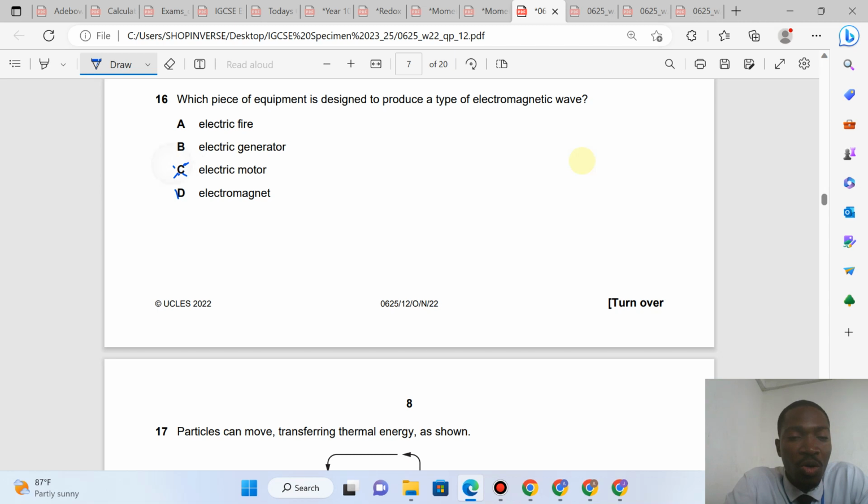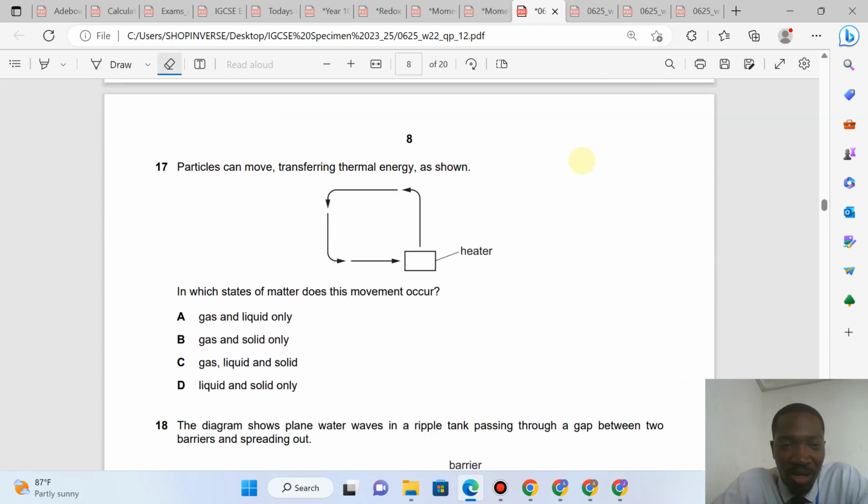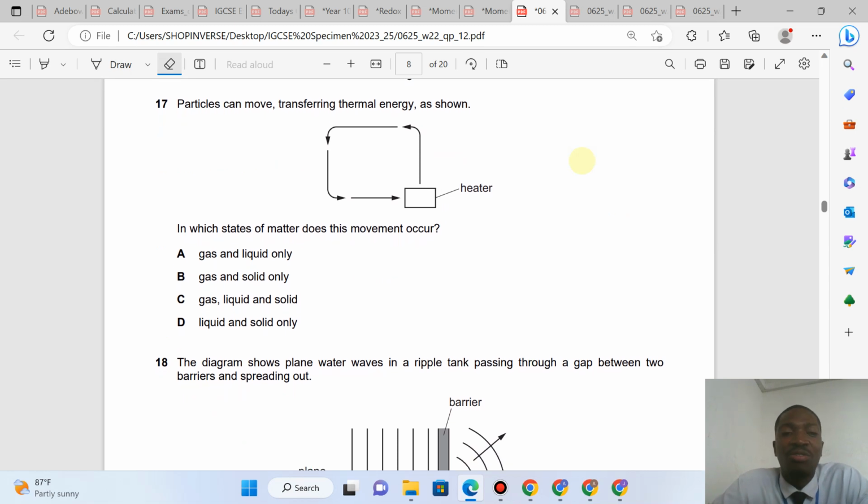Electric motor would produce a force when electric current is fed into it. Electric generator will produce electric current. Electric fire would produce electromagnetic wave. And what type of electromagnetic wave is that? Usually it is infrared rays. Yeah, that is what deals with heat. When heat is involved, then you know infrared rays are involved.